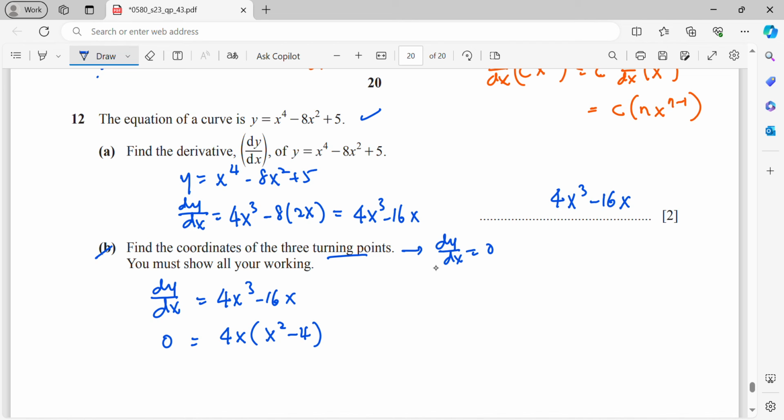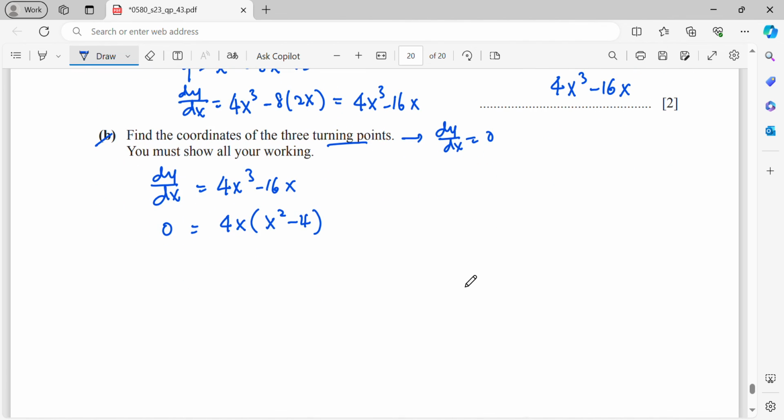And now I will let these two terms be 0, because multiplication of the terms equals 0 means that one of them must be 0. Means that now either 4x equals 0 or x squared minus 4 equals 0. So now my x equals 0 or x squared equals 4. Hence your x is plus minus the square root of 4, which will be plus minus 2. So now I get 3 x values. Therefore, I need to get 3 y values.